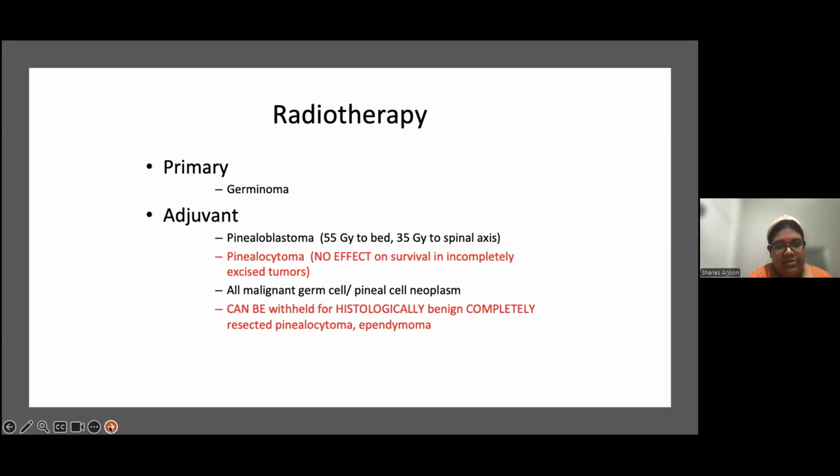So other adjuncts to managing these patients, we would consider radiotherapy, most likely in the cases where primary lesions are germinomas, as we have discussed before, and it could be used as adjuvant therapy as well in the cases of pineoblastomas and all malignant germ cell or pineal cell neoplasms.